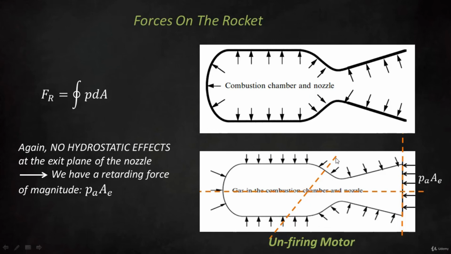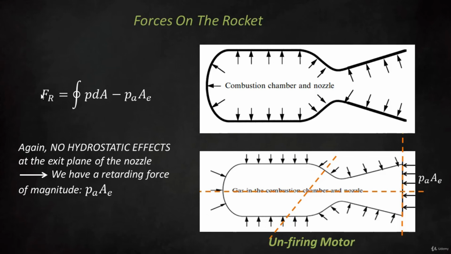And so these forces, which we concluded are equal to this quantity, the ambient pressure times the exit plane area, are still present, and that force will be a retarding force, and therefore it's negative PA AE. So these are the forces on the rocket itself. Now we can take those two equations.